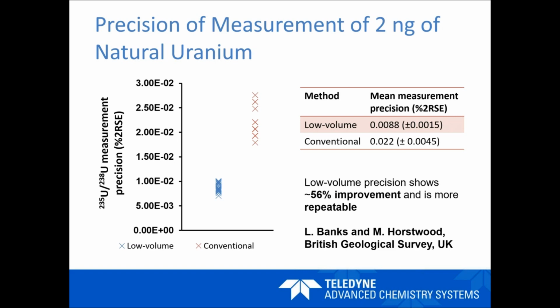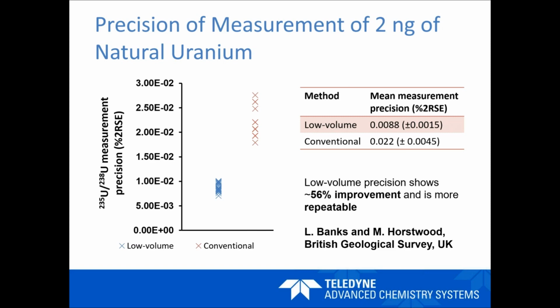Conventional sample introduction in this case is typically a self-aspirating nebulizer with a piece of automation with it. And you can see there the data for that conventional approach is in the red crosses. You can see there's actually quite a spread of those data points against the precision for 2 relative standard error on natural uranium 235 to 238.